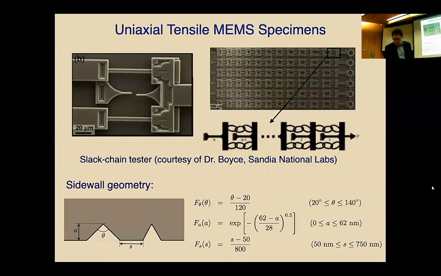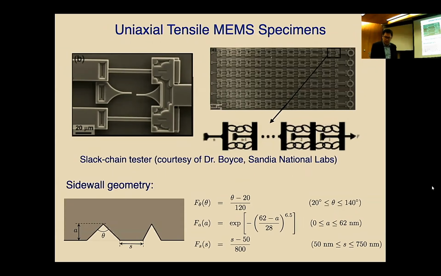So I want to show how this can be applied to real experiments. Here is the section tester developed by Brad Boyce. This is really a creative test apparatus that can allow us to test the strength of hundreds of specimens in one shot. They have this chain. You can see there's one chain here, one chain here. This ring basically uses the AFM tip to probe the ring to apply the load.